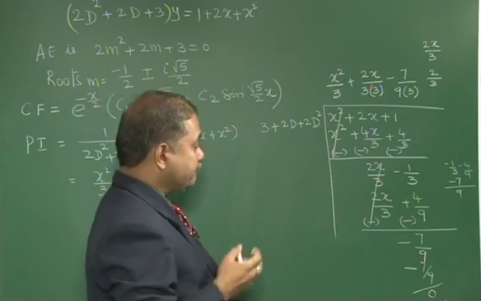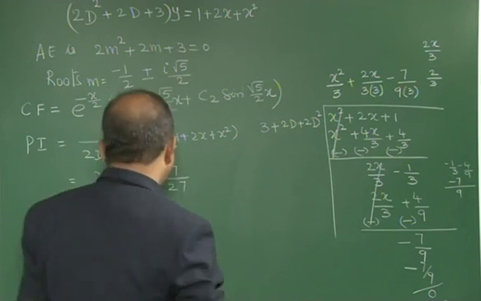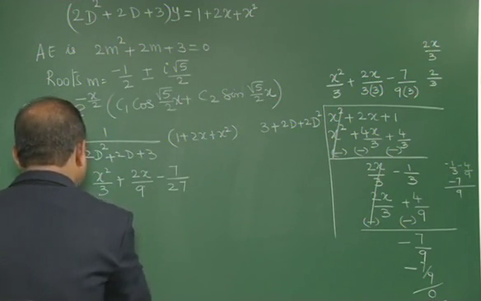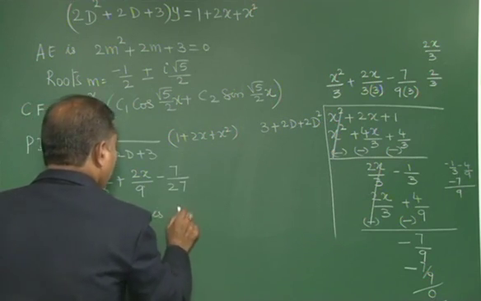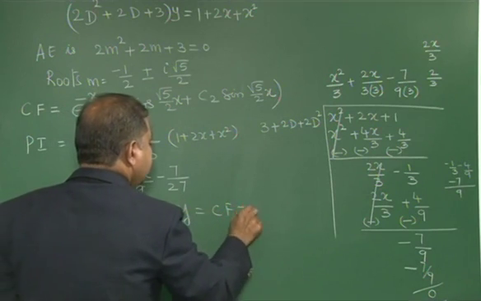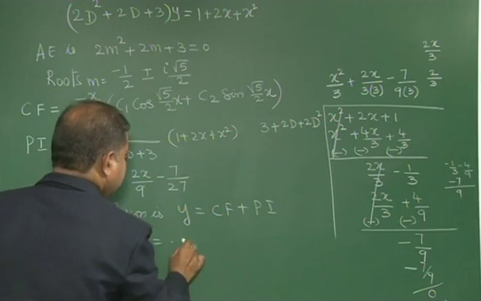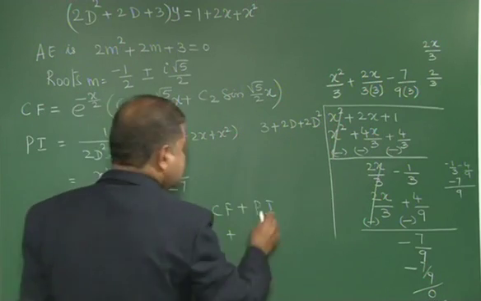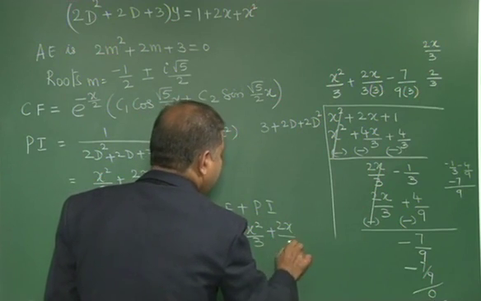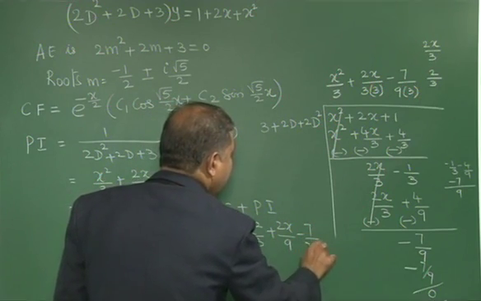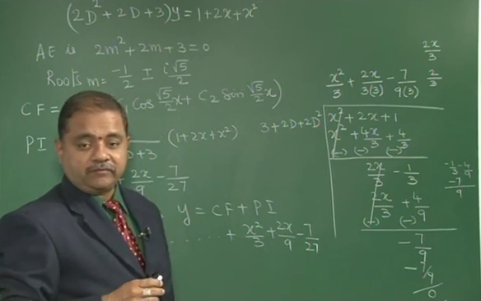This is the particular integral. Then you write the solution, same thing: y is equal to CF plus PI. You write y is equal to your CF plus the particular integral, x square by 3 plus 2x by 9 minus 7 by 27. That is the solution.